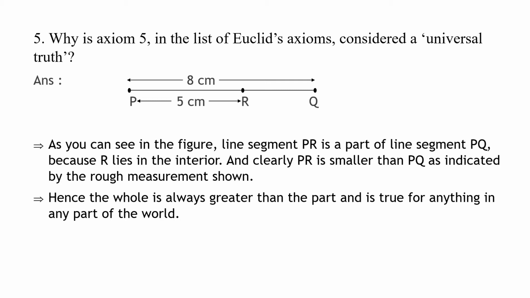Axiom 5 says the whole is always greater than the part. Yes, the whole is always greater than the part. So here in our line segment, PQ is the whole thing and PR is a part. The part is always smaller than the whole, or the whole is always bigger than the part. So PQ is here the whole thing. If you make a part of it, say PR, PR will always be smaller than the whole thing. So this is a universal truth and we can never deny this fact.